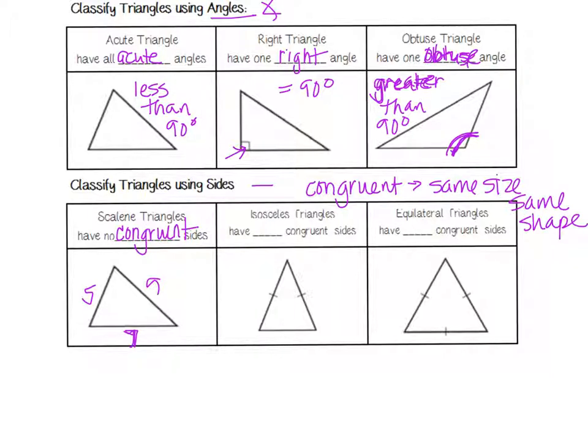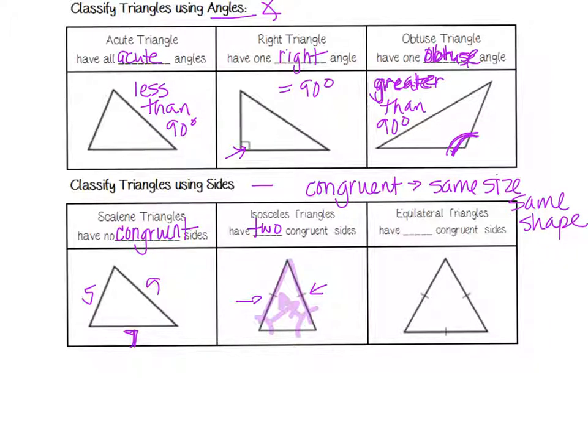And isosceles triangles have two congruent sides. And that's what that little tick mark means. That means that this side and this side have the same length, which also means that the angles that create that side have the same measurement. So this angle, which creates that side, and this angle, which creates that side, have the same measurements.